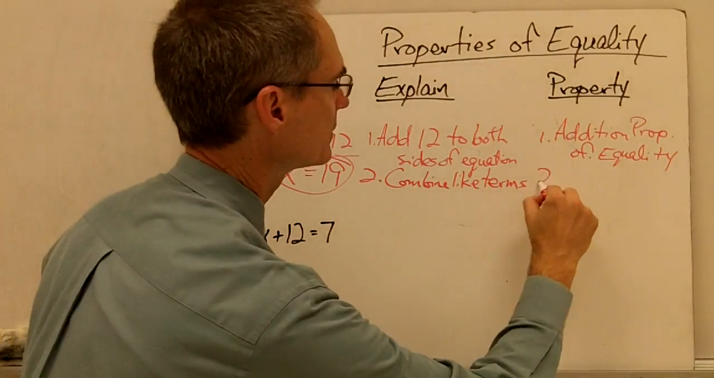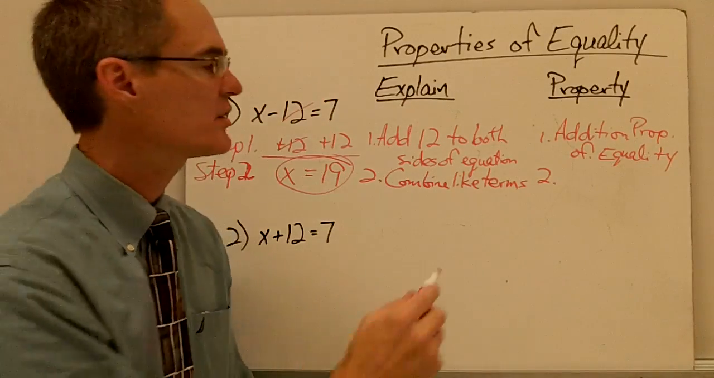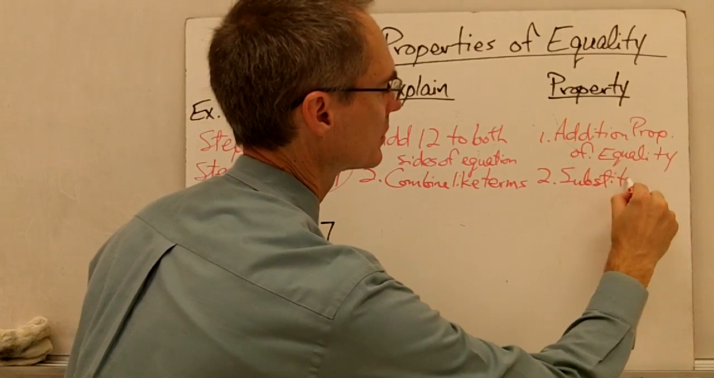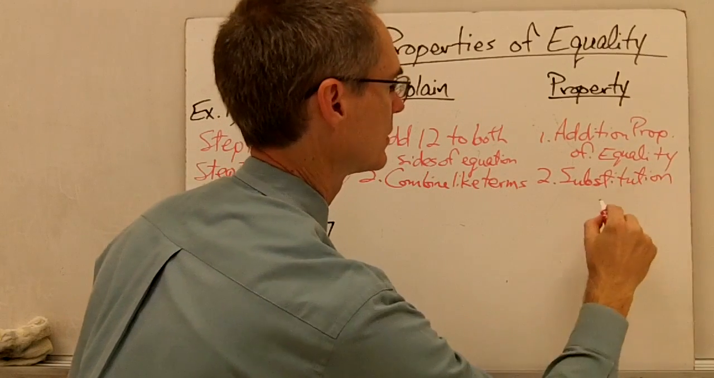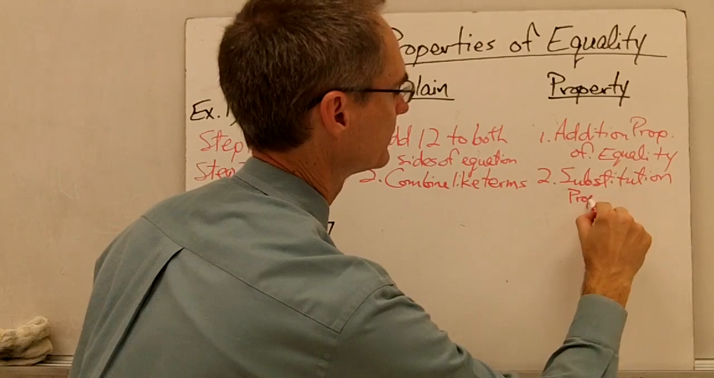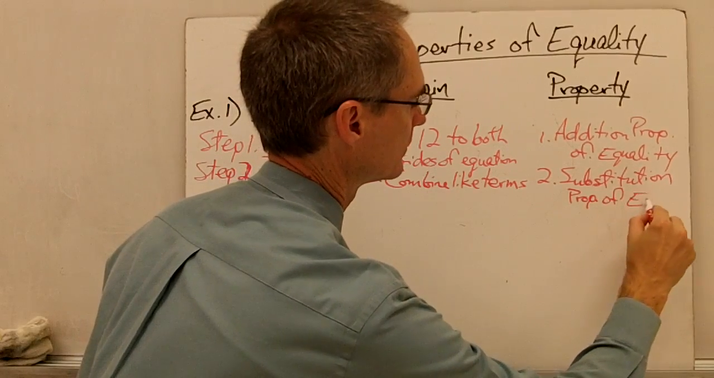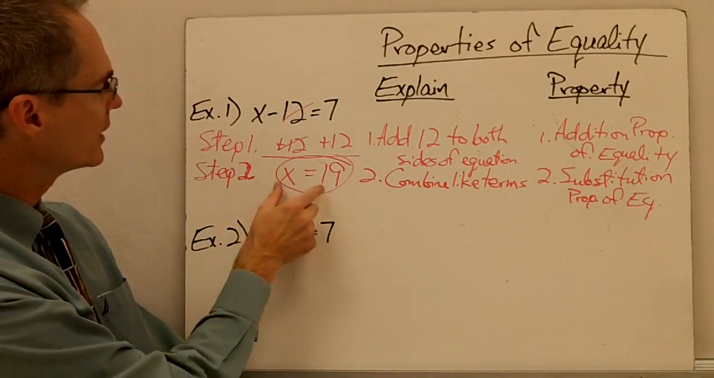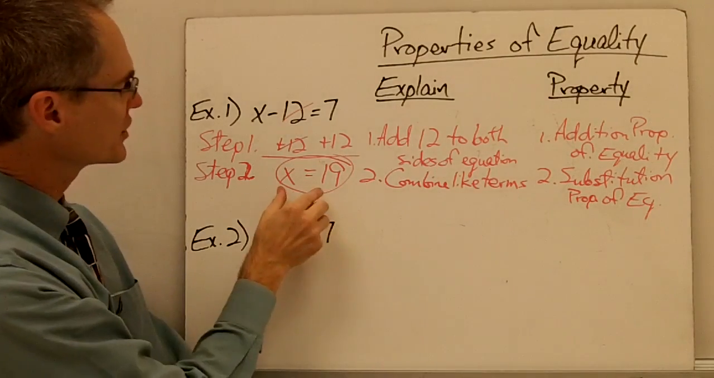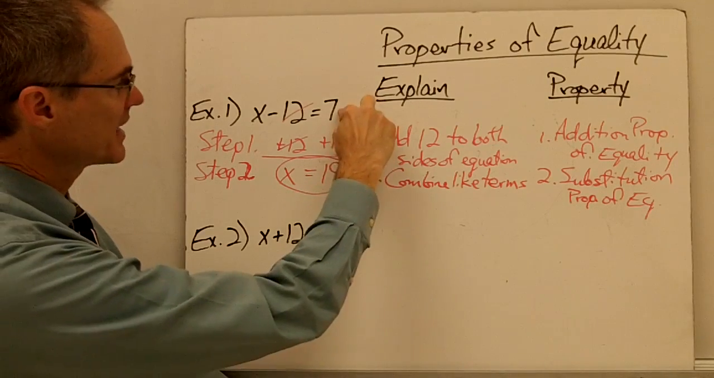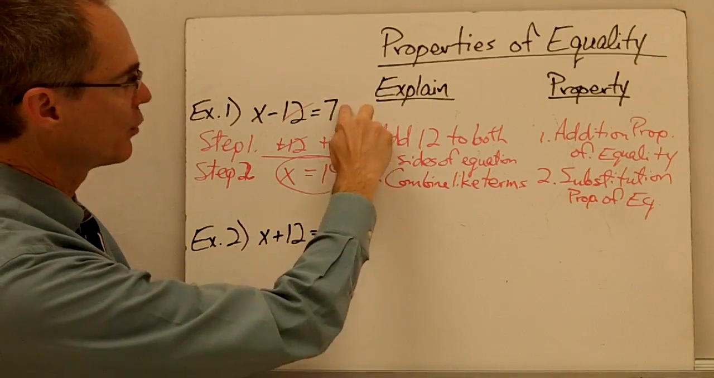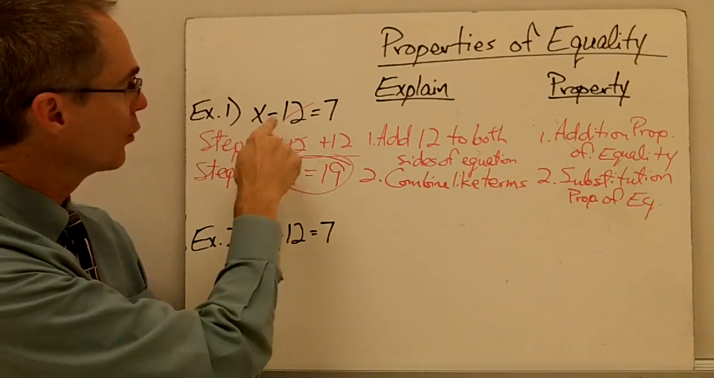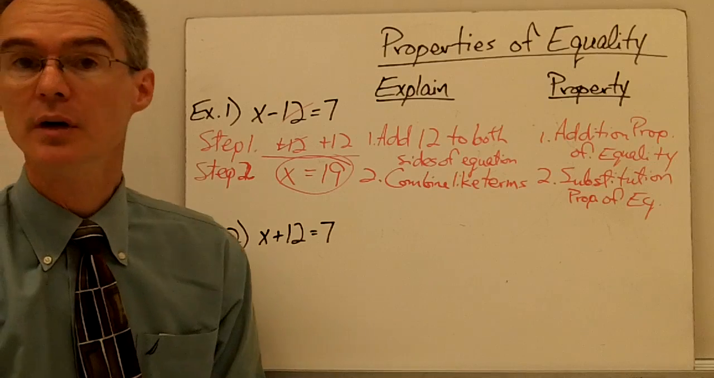And that property, combining like terms, is called the substitution property of equality. It's called that because all I'm doing when I use this property is substituting. In this case, I'm substituting the number 19 for 7 plus 12, and I'm substituting 0, or nothing, for negative 12 added to positive 12.